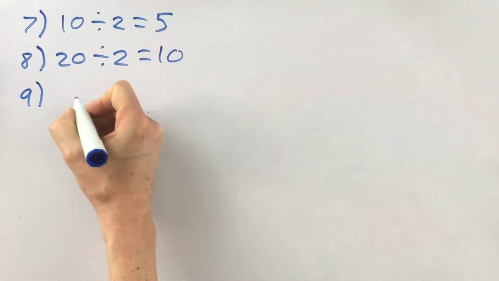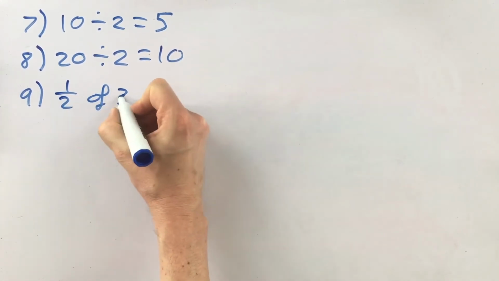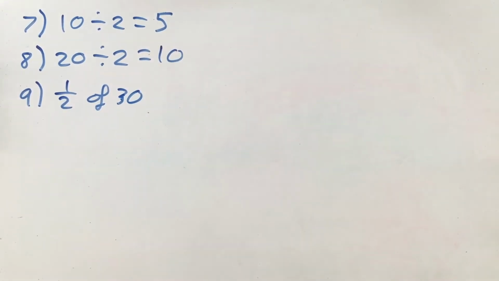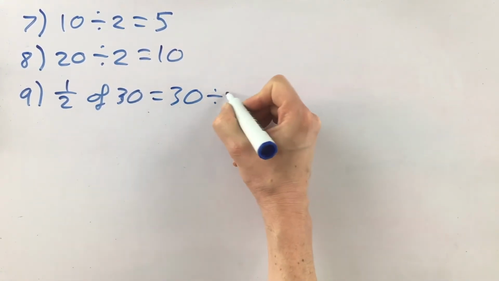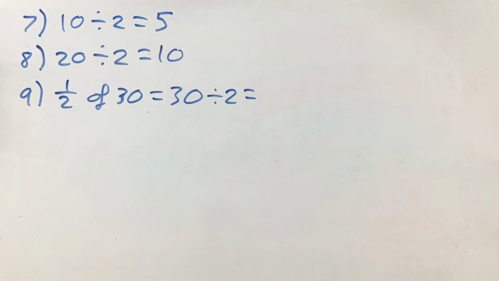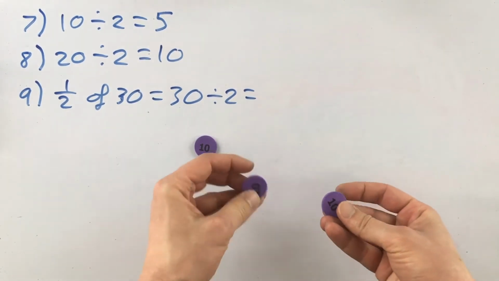Number 9. Half of 30. That's obviously exactly the same as saying 30 divided by 2. For this one, we look at 3 10s.